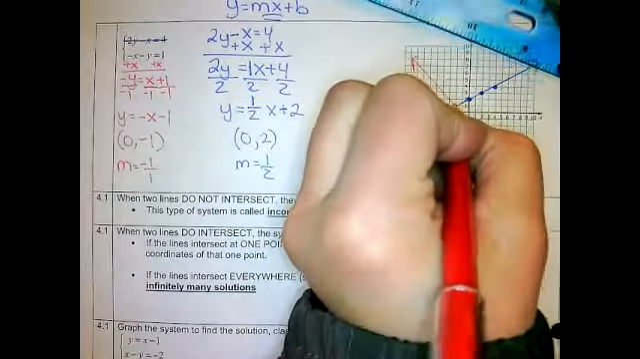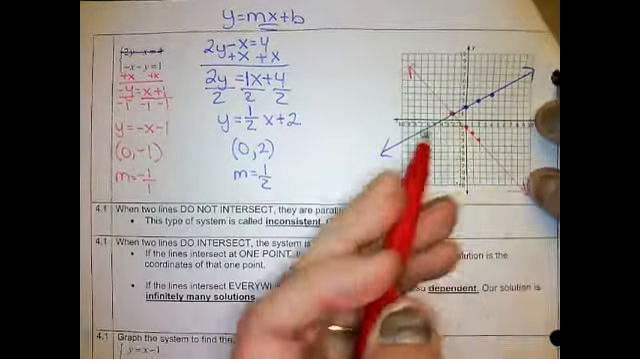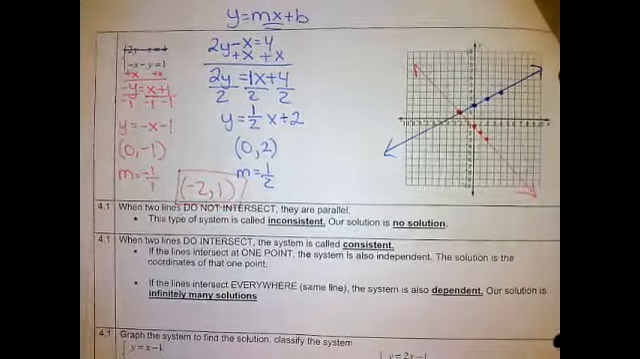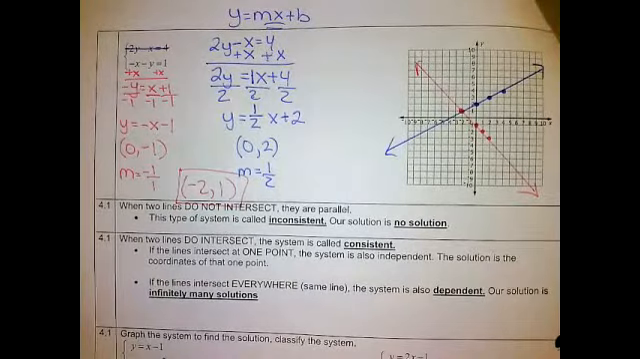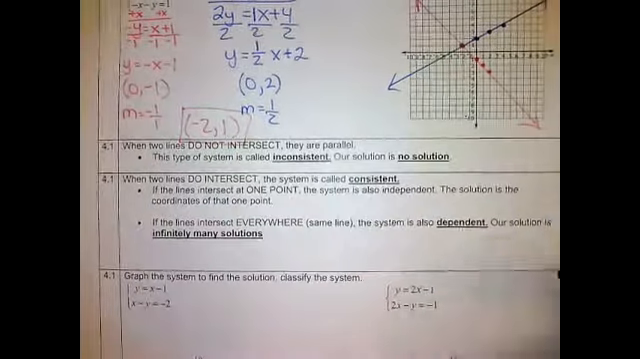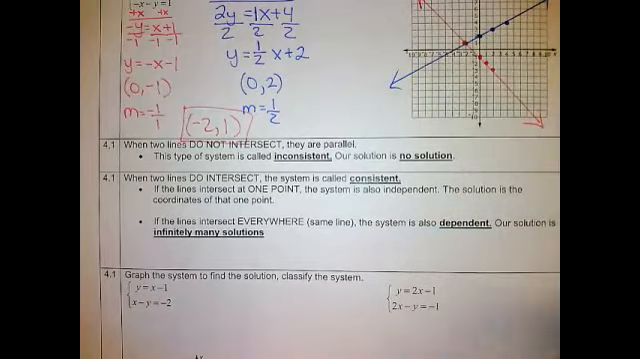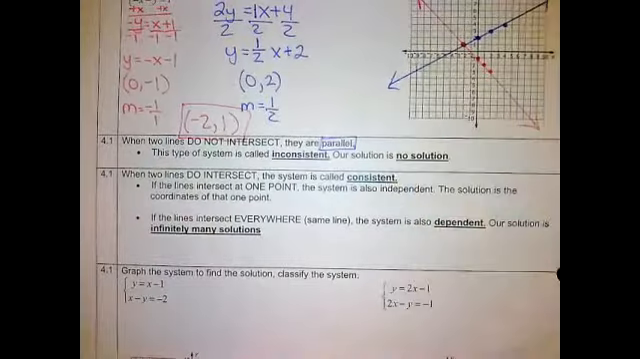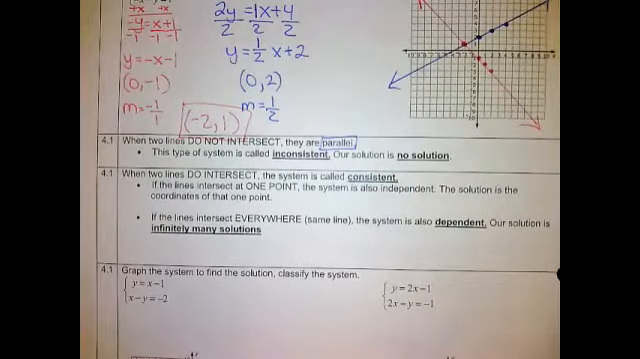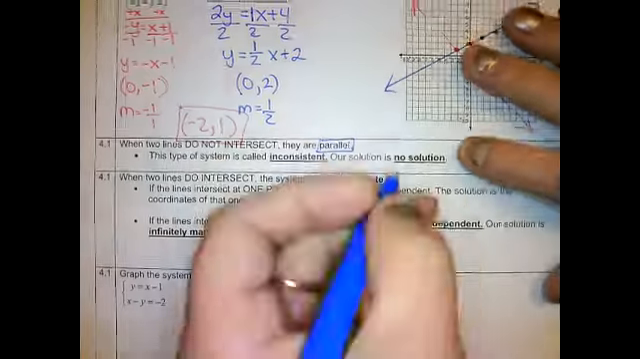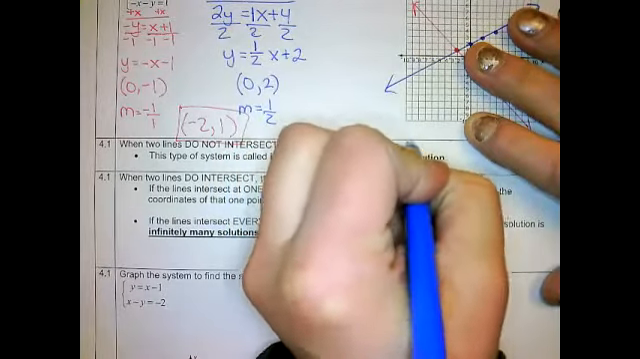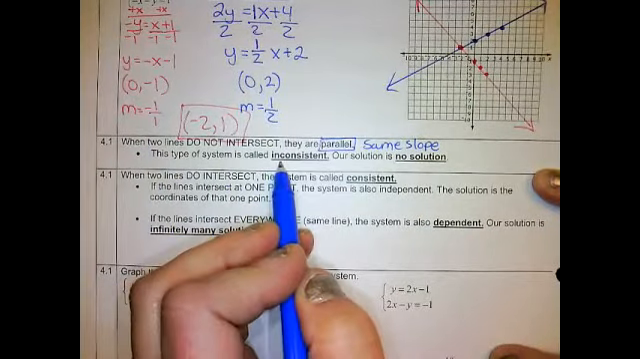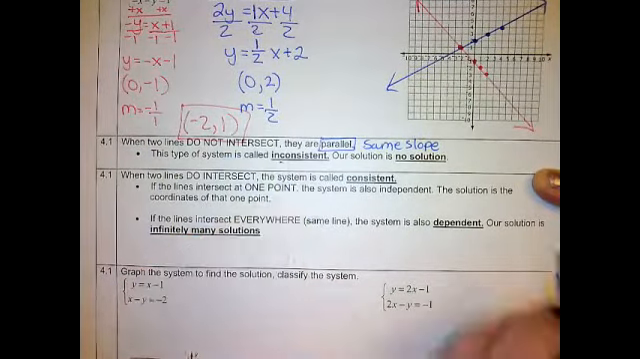And then these two lines intersect right here, which is at the point negative 2, 1. So we have a couple of different options here. Sometimes lines don't intersect. Remember that if we have lines that are parallel, they are never going to touch. If lines are parallel, which means they have the same slope, that system is called inconsistent. If lines never touch, it's called inconsistent.